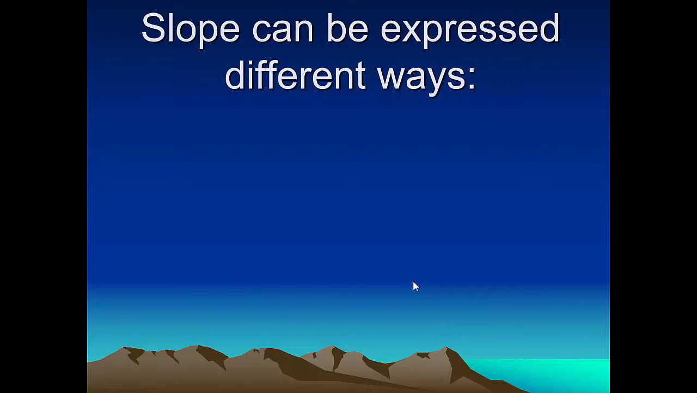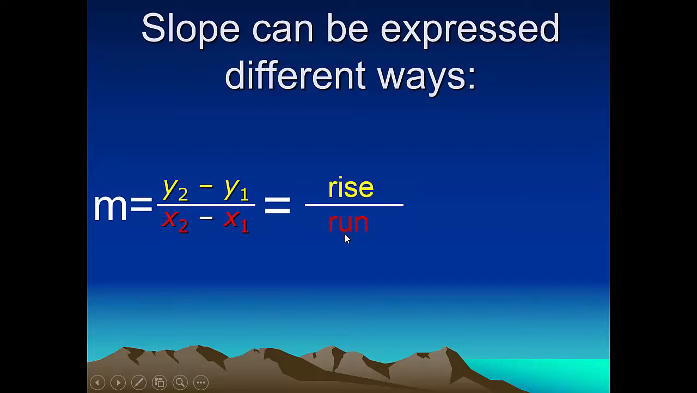Now, slope can be expressed different ways. We can use the slope formula where we will have y2 minus y1 divided by x2 minus x1. Or we can have rise over run. Or we can have the change in y over the change in x. As you see here, I color coordinated this with all of the yellow being all of the changes in y, and all of the red still is dealing with x.